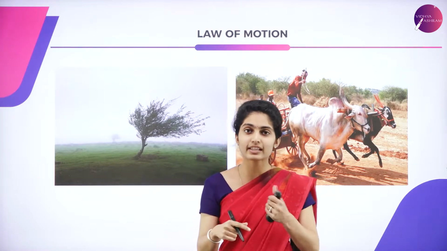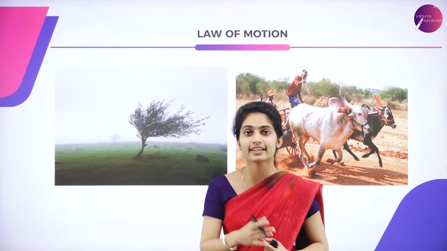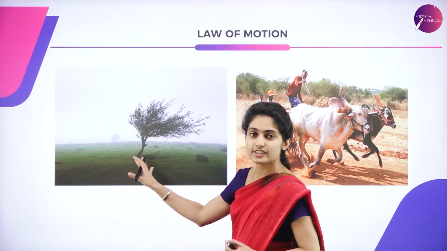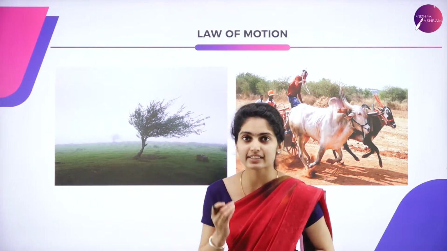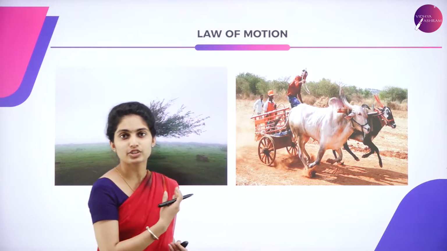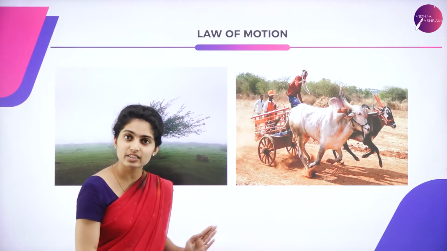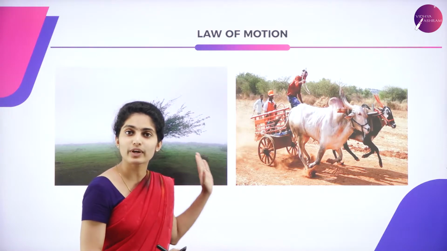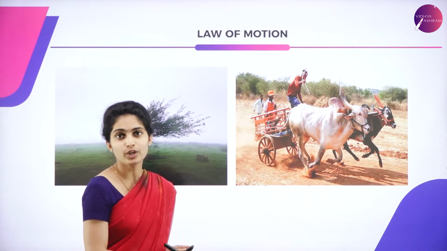But what is making the branch move? That is the external agency. And what is the external agency here? It is a breeze. It's the wind which is making the branches move. So there is an external agency which is applied to an object so that the object tends to move.